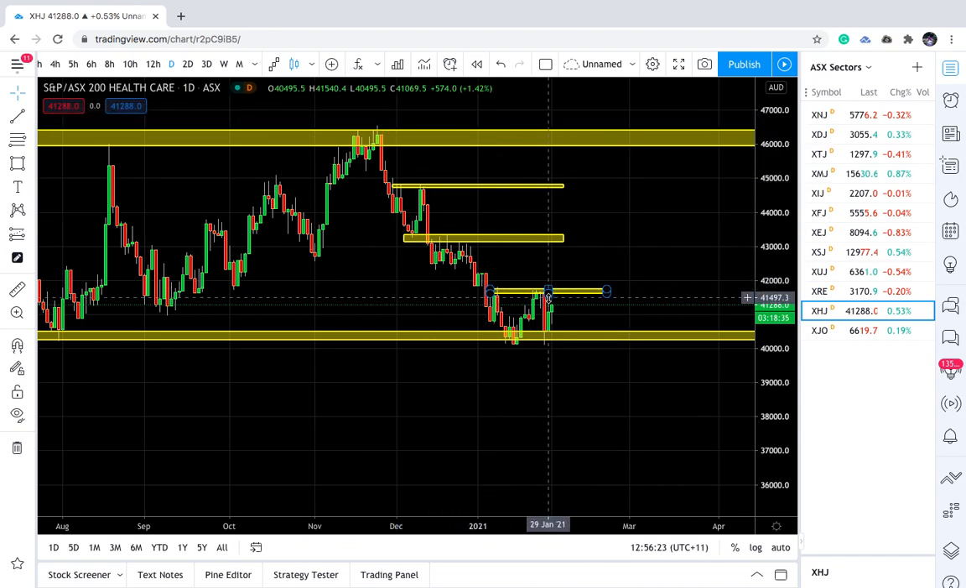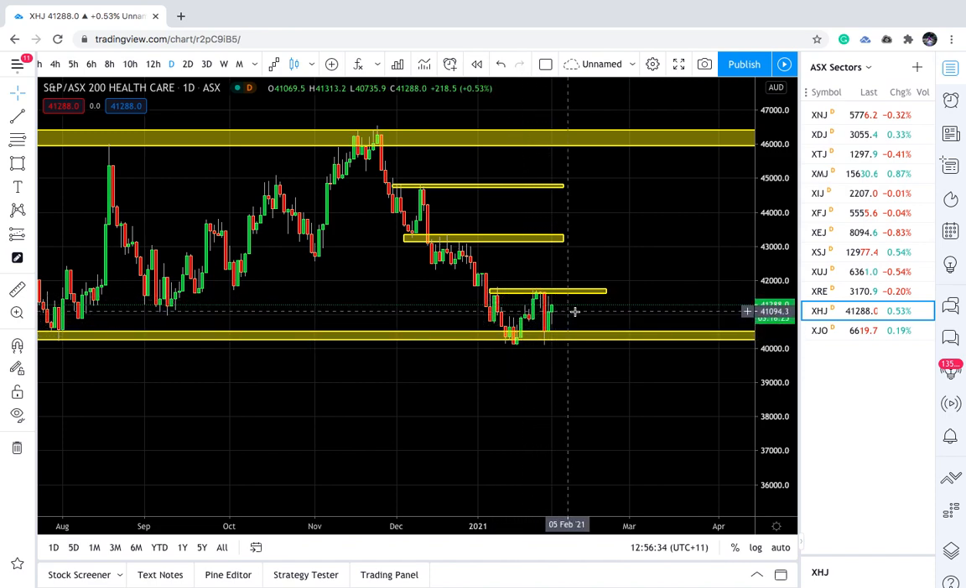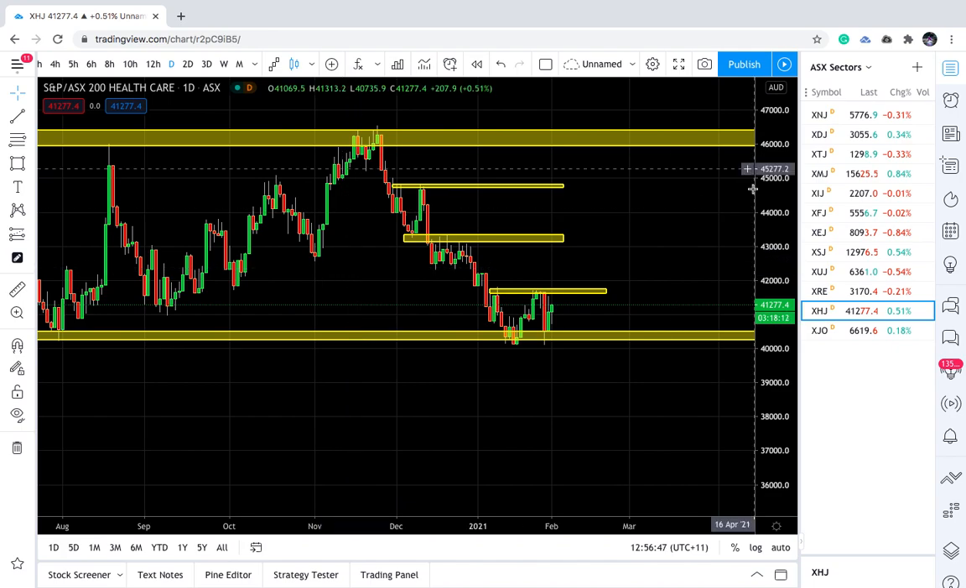Why did I choose this level in particular? Because the immediate impulse from this support level was to go all the way up here and then back down, which is a healthy thing because we need a range. It's better to have a small range at a higher time frame support level, and then a break above it would confirm the bullishness, at least in the daily time frame. Okay, now this is the healthcare sector.